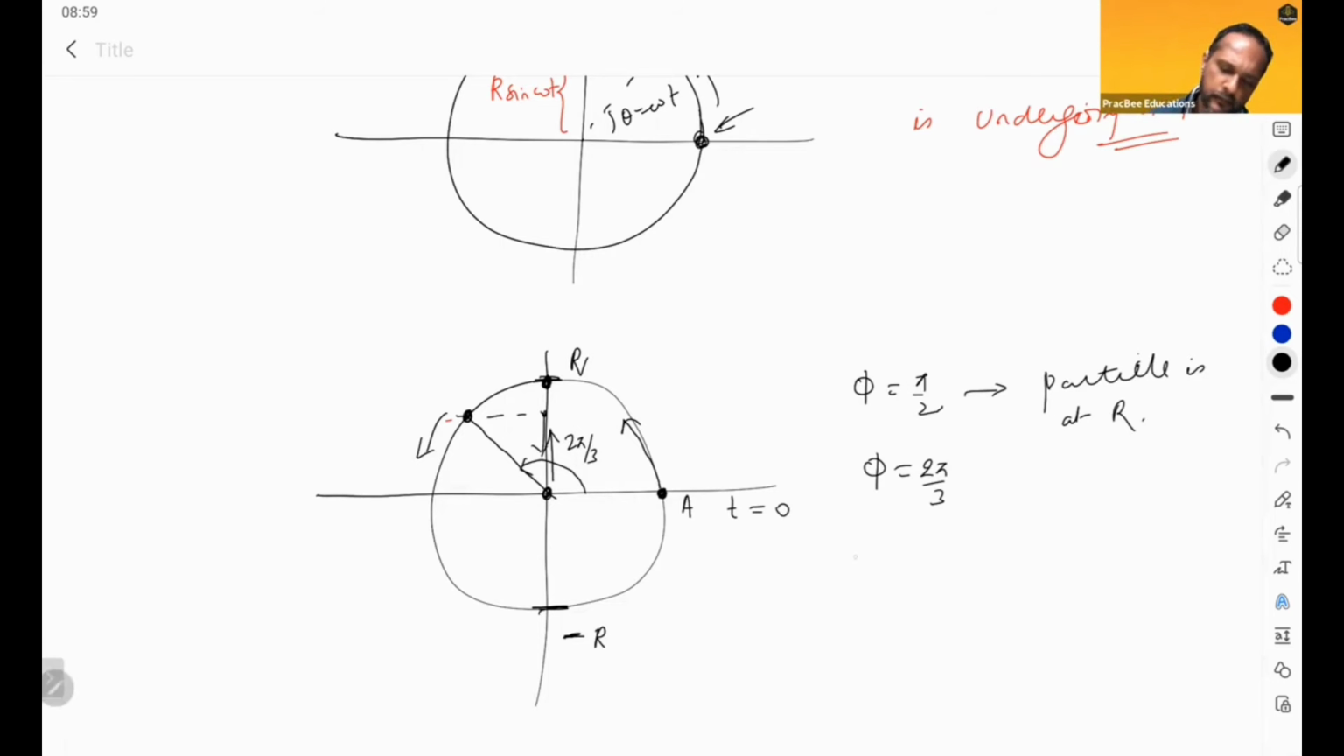So you see here, from 0 to π/2, the particle is moving from mean towards extreme. π/2 to pi, the particle is moving from extreme towards mean. Pi to 3π/2, the particle is moving from mean to minus extreme. And 3π/2 to 2π, the particle is moving from minus extreme to mean, and it completes one oscillation.